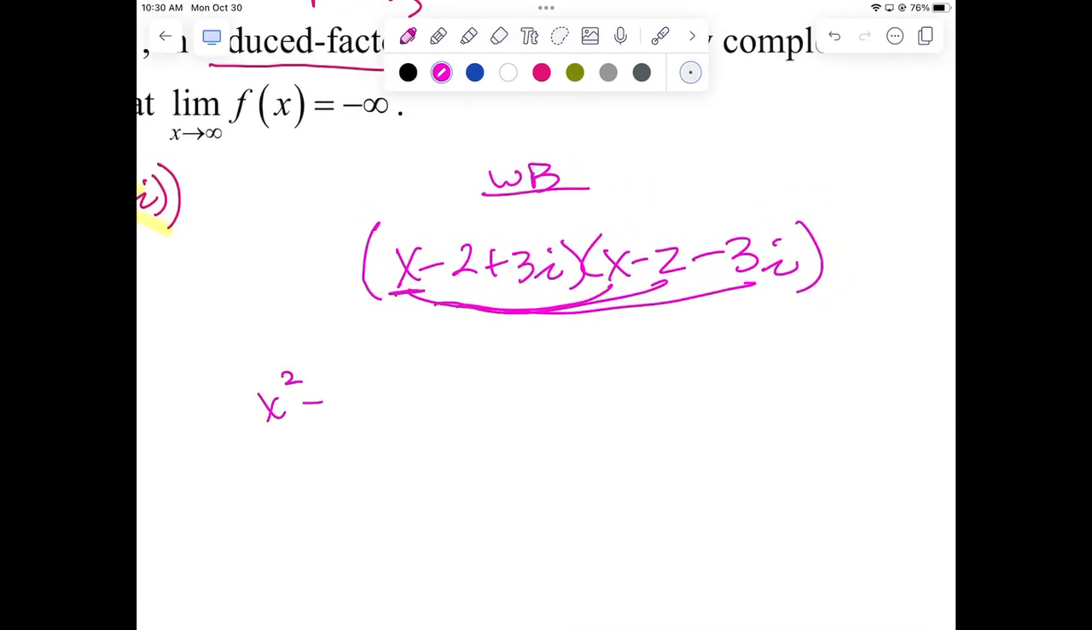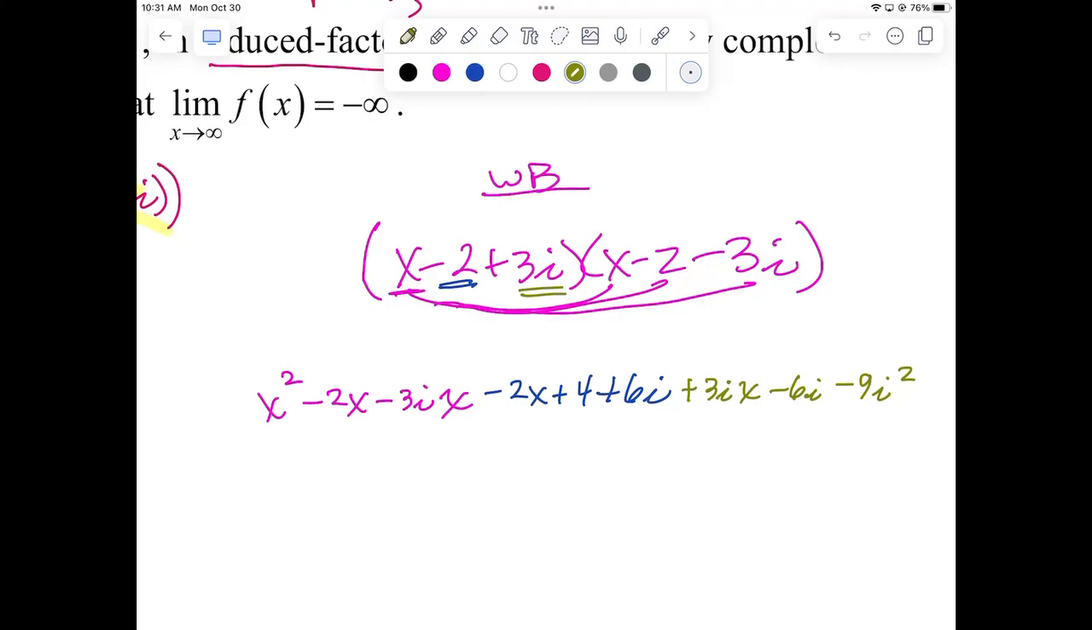We'll go x squared minus 2x minus 3ix. There's distributing the x all the way through. Then we'll do the negative 2. We'll distribute it all the way through, and we get negative 2x plus 4 plus 6i. And then we distribute the plus 3i all the way through, and we get plus 3ix minus 6i minus 9i squared. So I color-coded it. We get 3 plus 3 more plus the final 3. This is the kind of stuff that example 3 that we skipped was. Okay, just manipulating imaginary complex numbers.